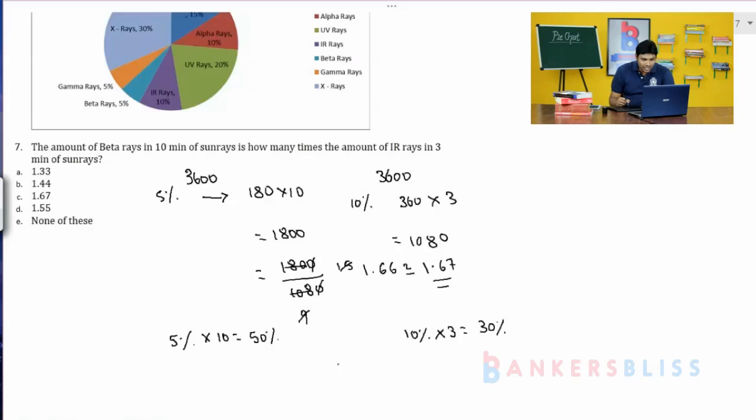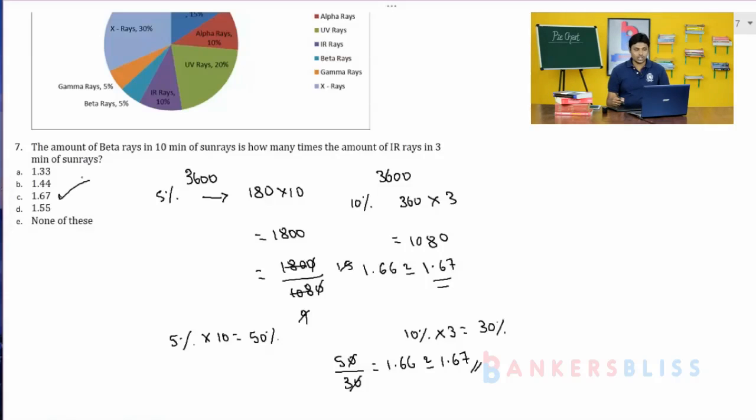Next, you have to calculate how many times. So that is 50% by 30%. So 5 by 3. So 3 1s are 3, 3 6s are 18, approximately equal to 1.67. See how easy it is. 5%, 10 minutes, altogether 50%; 10%, 3 minutes, altogether 30%. So how many times? 50 by 30, 5 by 3, after simplification 1.66, approximately equal to 1.67. Max 5 seconds, not more than that. So 1.67, option C is the right answer.